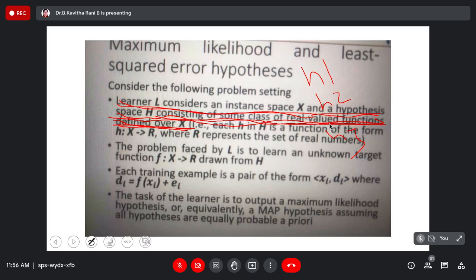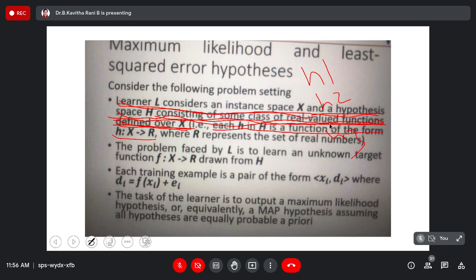And what it is doing is predicting the size of the house when the number of rooms is increased or given. Okay, so this is the problem. Now each h in H is a function of the form h such that X tends to R.